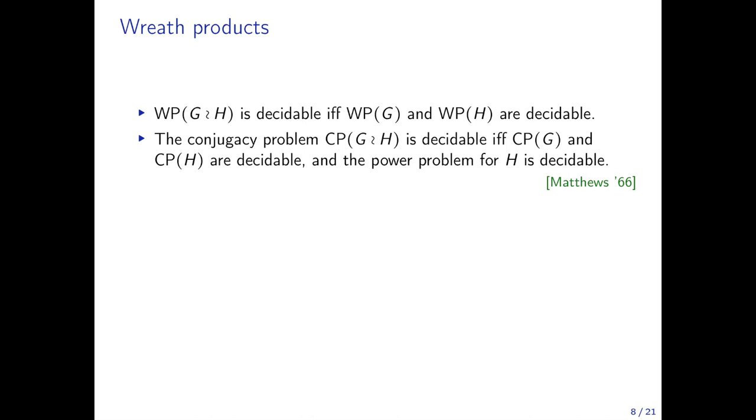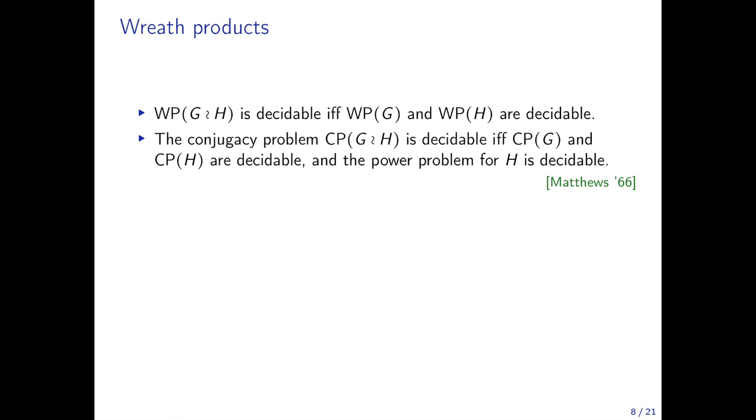Okay, so what do we know about algorithms or decision problems on wreath products? For example, for the word problem, it is known that it is decidable for a wreath product of G and H if and only if the word problem for G and the word problem of H are decidable. So this is a nice result which basically splits up the problem into the two factors. For other problems, the description isn't as nice as for the word problem. It's known, for example, that the conjugacy problem for the wreath product of G and H is decidable if and only if the conjugacy problem is decidable for both G and H, and the power problem is decidable for H. This was shown by Matthews in 66.